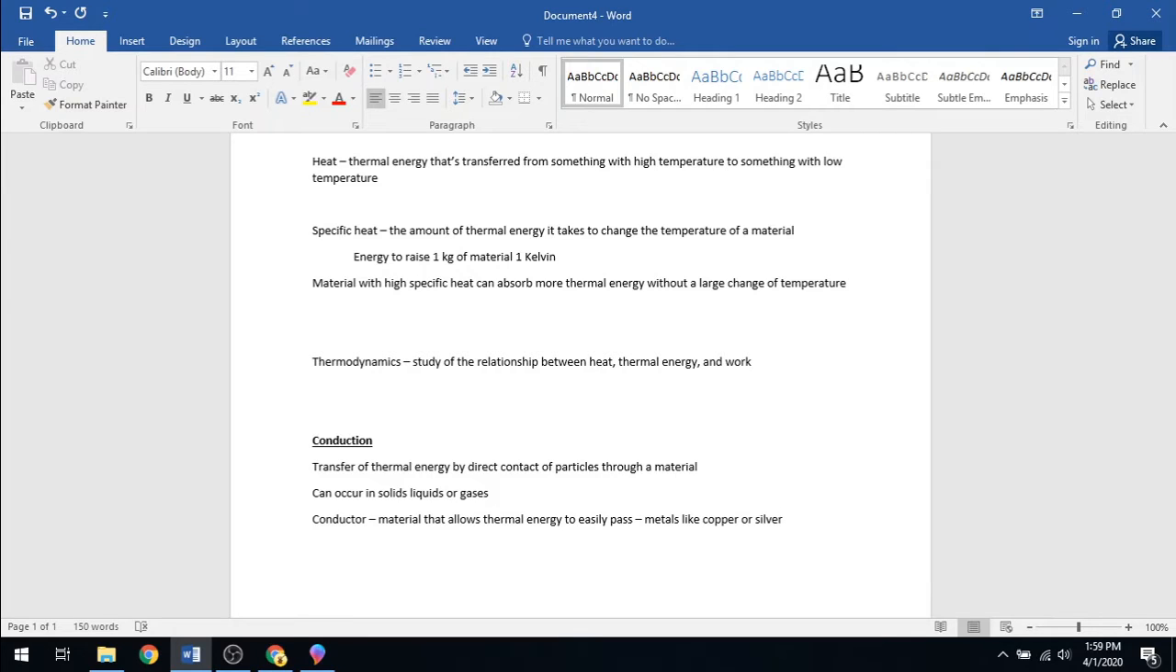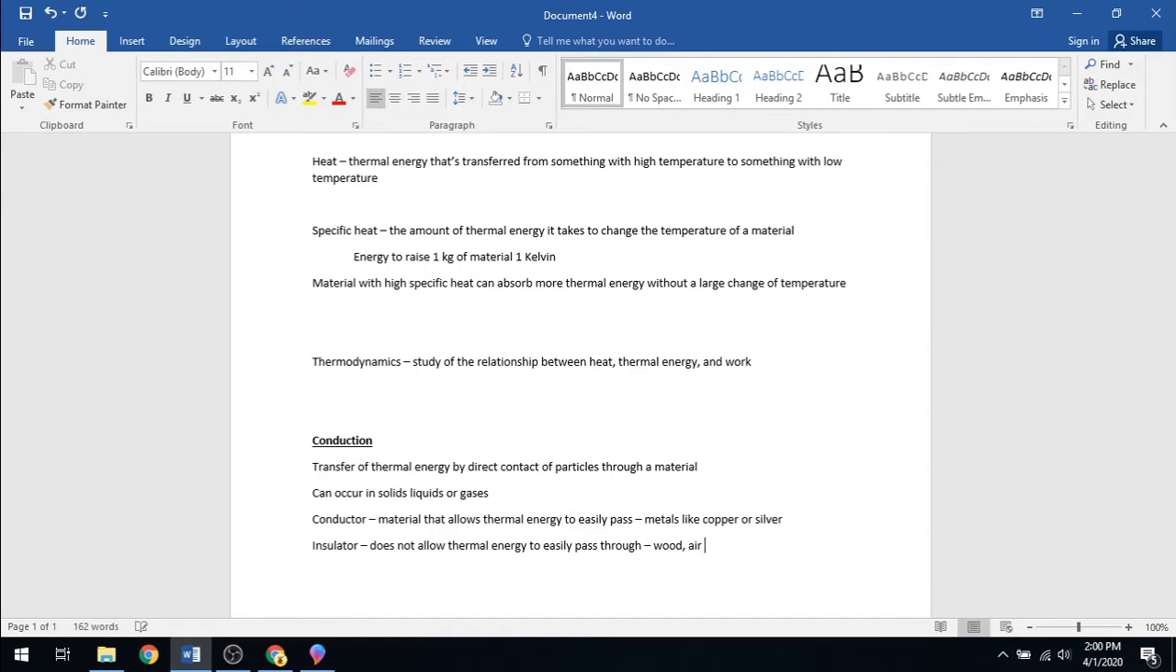They are metals. The other type of material is called an insulator. An insulator is something that does not allow thermal energy to pass through it easily. Okay, so an insulator does not allow thermal energy to easily pass through. So examples of this would be like wood. Okay, wood is an insulator.